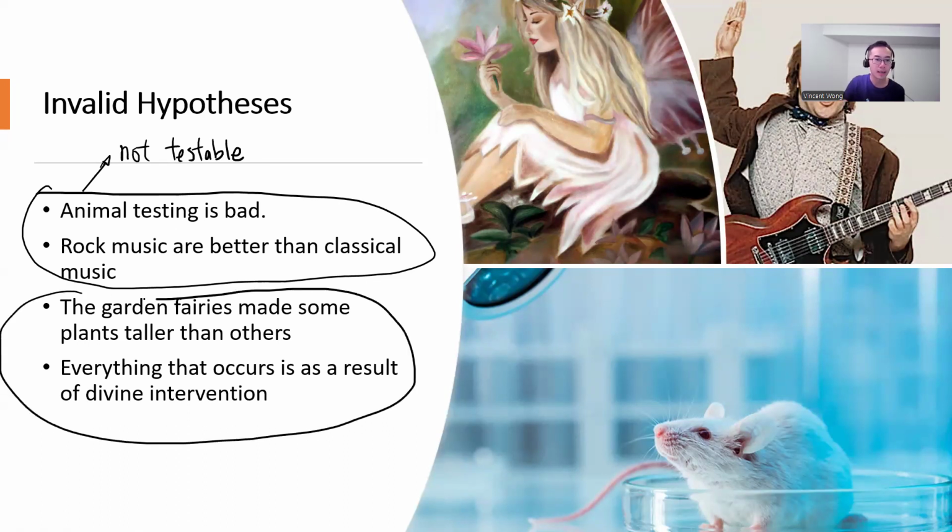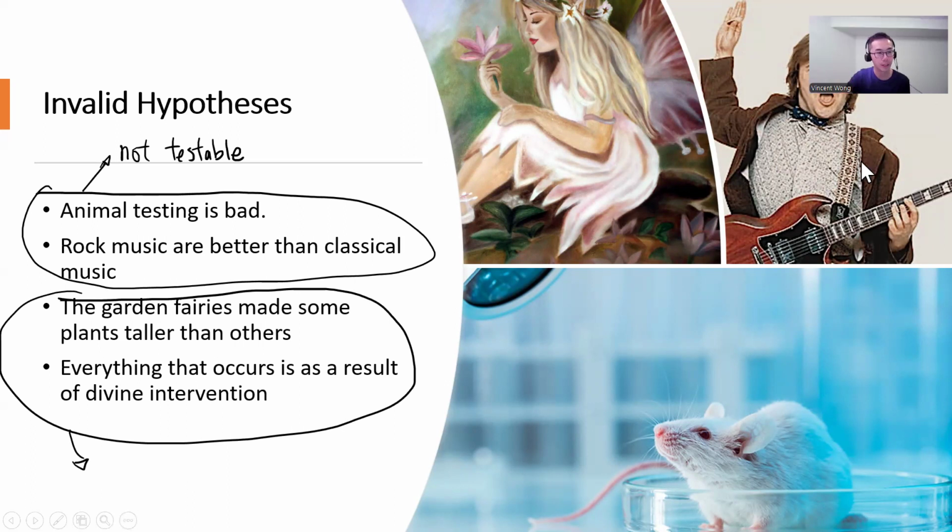The garden fairies made some plants taller than others. Everything that occurs is as a result of divine intervention. What's wrong with these hypotheses? Why are they invalid? They are based on religion. Yeah, they are religious beliefs. They are personal opinions, or not really personal opinions, but like things that people believe, right? Well, we cannot say it's false, right? That's the problem, Regipen. Like we cannot prove it to be false, right?